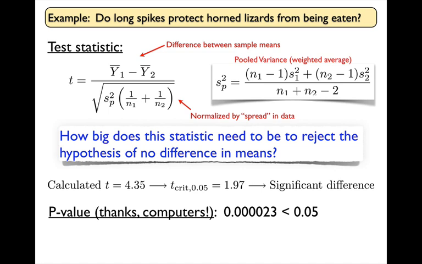P-value. I'll say it again. If there is no difference between the means of these two groups, you would expect the data that you got, or worse, with this probability. That's pretty small. It's a good deal smaller than 0.05. Does that make sense?